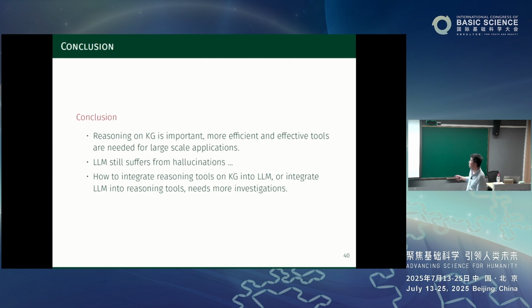Reasoning on knowledge graphs is important. More efficient and effective tools are needed for large-scale databases. Large language models still suffer from hallucinations. How do we combine these two, the large language model and the reasoning engine, together? Maybe you integrate reasoning tools into the large language model, or you integrate the large language model into reasoning tools. Both ways are okay, so it needs more investigation. Thank you.